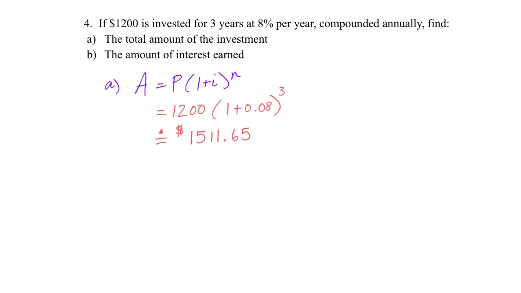Question B now said, find the amount of interest earned. Well, again, I don't have to see taking your new amount and subtracting your old amount or your original principal. We do that, and you guys should be able to come in on $311.65. Nice.